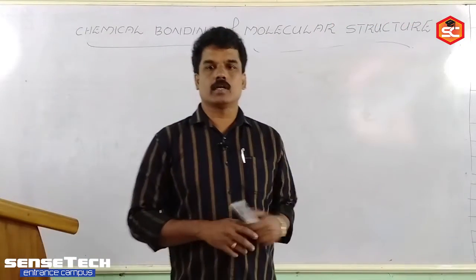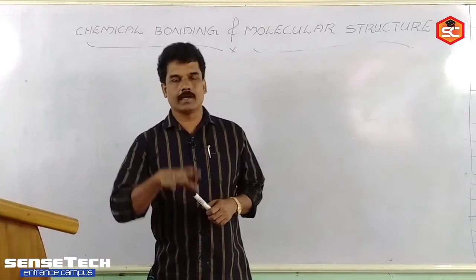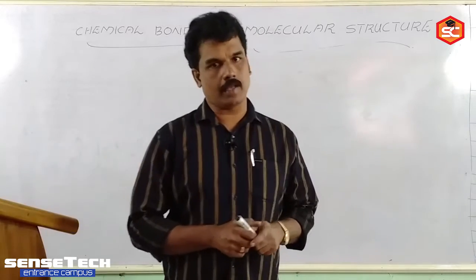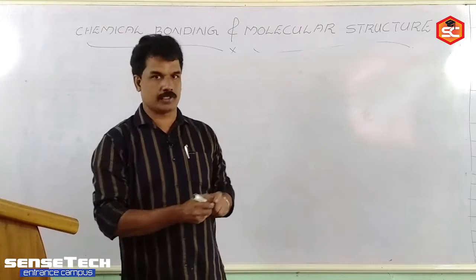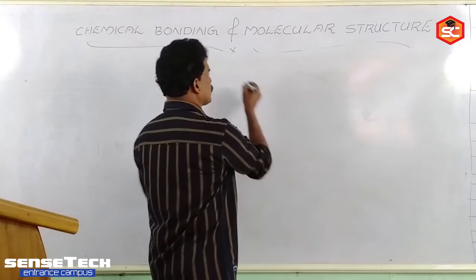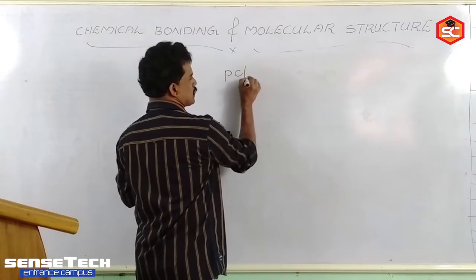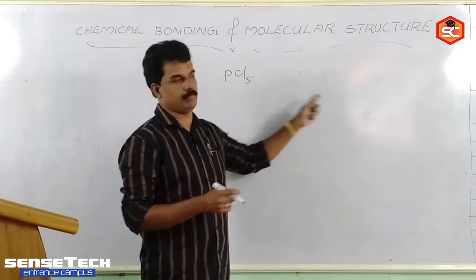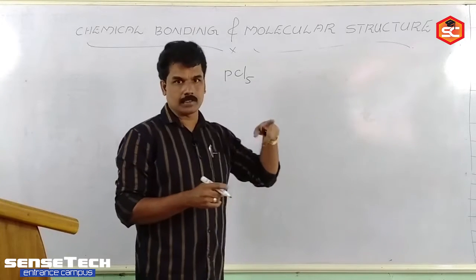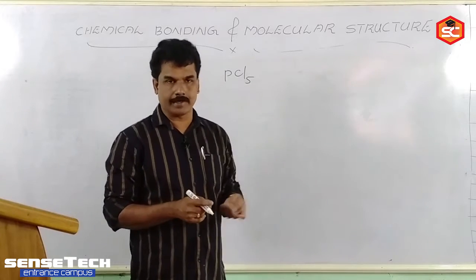All of you know the topic hybridization. We studied the hybridization up to sp3, and like that you can extend and practice. Next one is sp3d hybridization. For sp3d hybridization, I am taking the molecule PCl5. Ground state, excited state, and hybridization you can mark it. 5 orbitals are there, so you are getting sp3d hybridization.